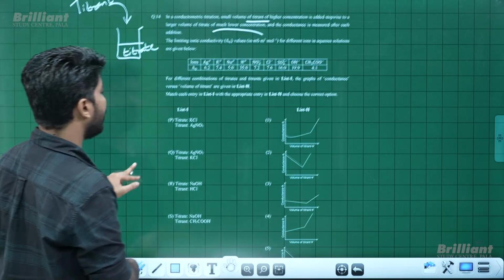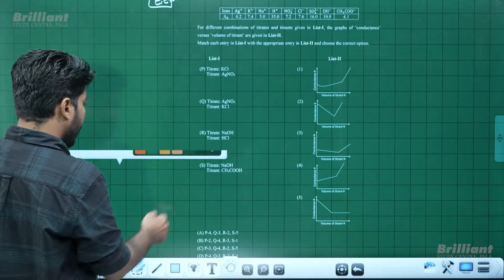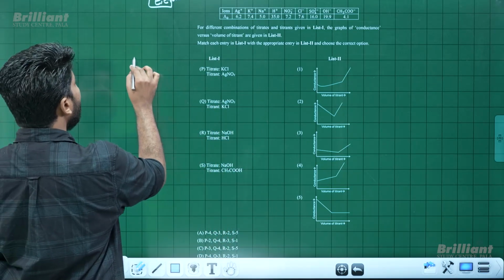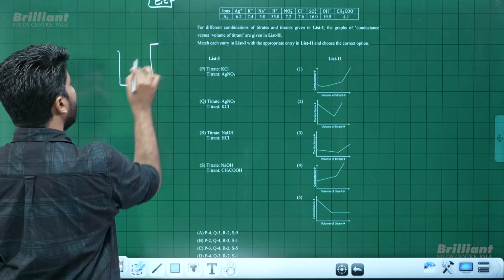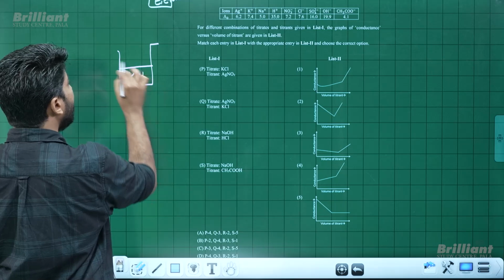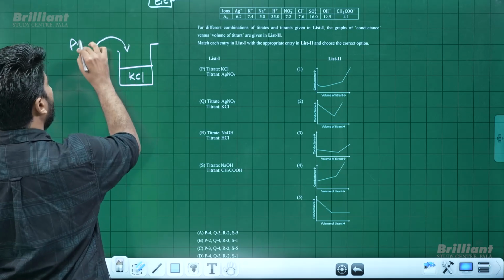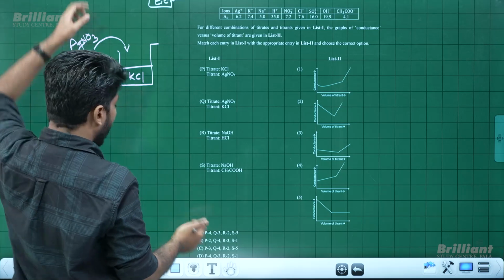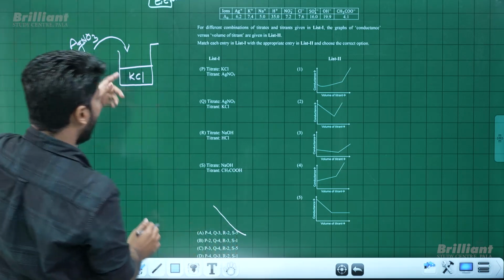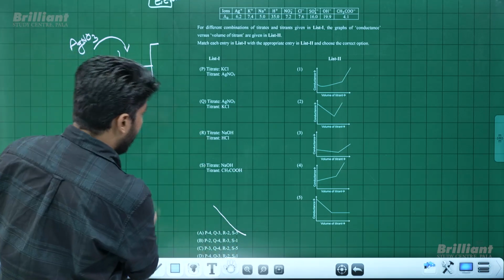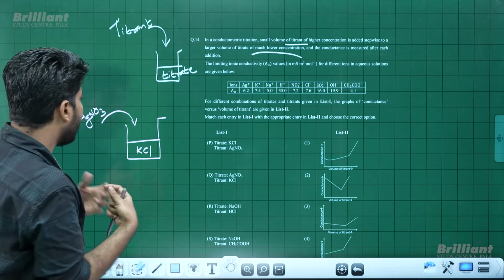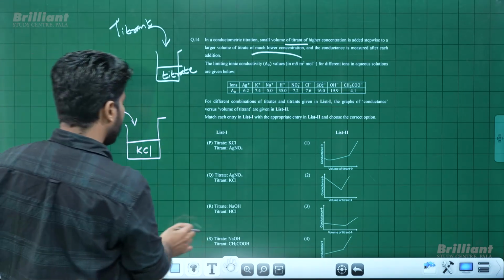So let's see the first case. AgNO3 is being added to KCl. The titrate is KCl, and into that we are adding AgNO3, right? So we have a dilute solution of KCl, and into that, drops of AgNO3 solution are added.